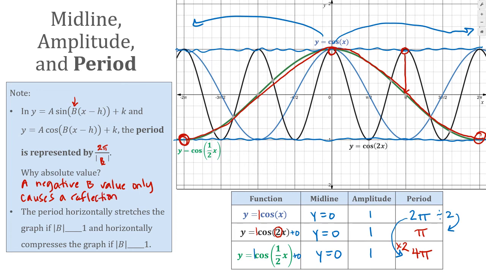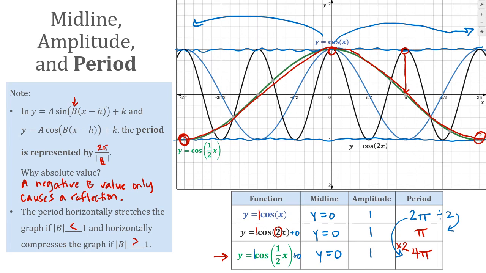It does not change the period. So we're going to say that the period horizontally stretches the graph if the absolute value of b is, let's see, the stretch came when the b value was 1/2. So we're going to say is less than 1, and it horizontally compresses it, squeezes it together when that absolute value of b is greater than 1.